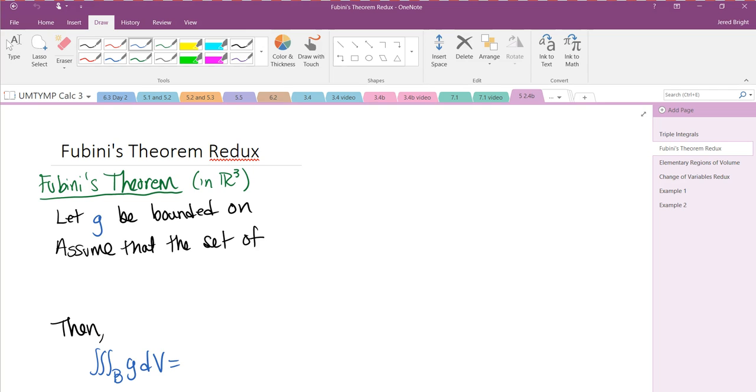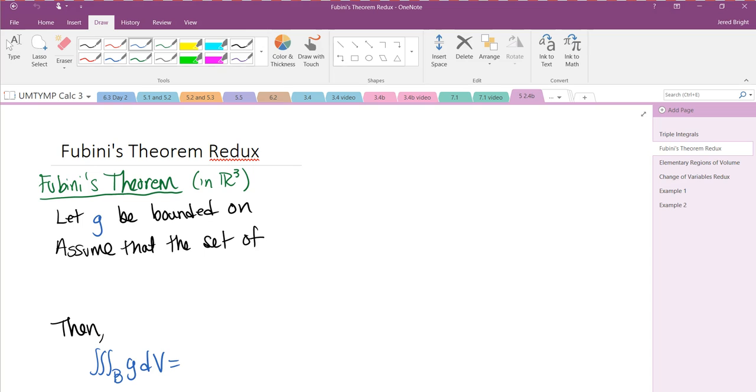So it turns out that Fubini, when we studied it, was in 2 dimensions. It actually extends into 3 dimensions. And so that kind of begs the question, does it extend to n dimensions? I'll let you do some thinking about that. But right now, let's get the theorem stated out.